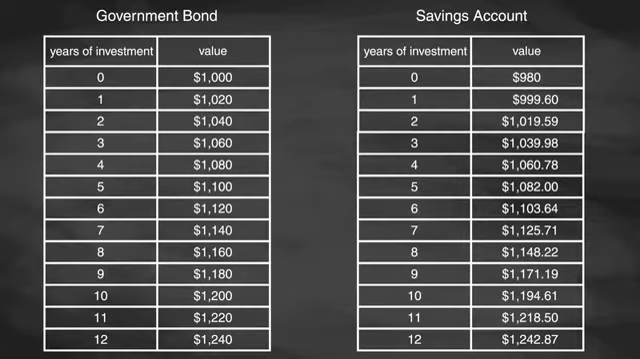Exponential growth will eventually surpass linear growth. Let's continue the tables up to year 12. Notice the government bond is the better option until year 12. If the family wants to save the money for less than 12 years, the government bond is the better option. If the family wants to save the money for more than 12 years, the savings account is a better option.